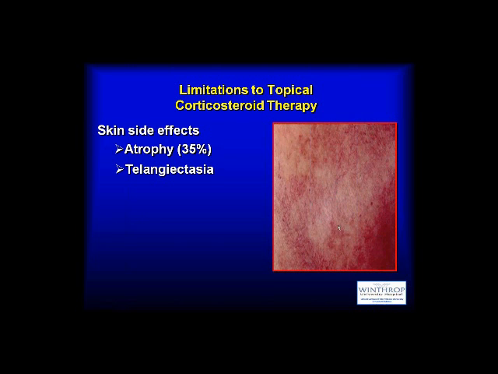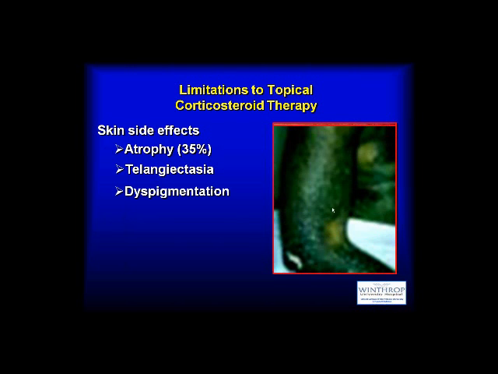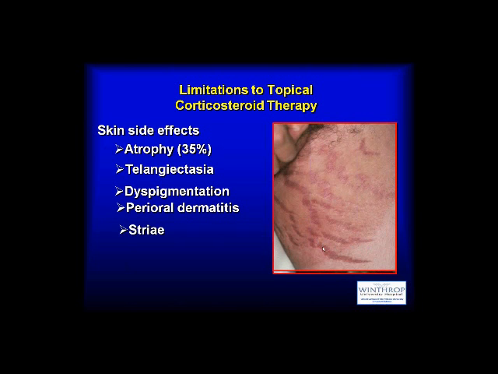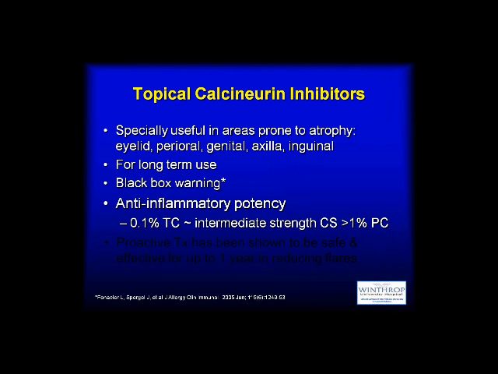Telangiectasia, again, very small prominent blood vessels, is a side effect, especially on the face. Dyspigmentation, hyper or hypopigmentation. Perioral dermatitis, fairly common. And striae. At this stage, this is actually irreversible. Once you reach this stage, it's not going to improve even if you stop the topical corticosteroids.